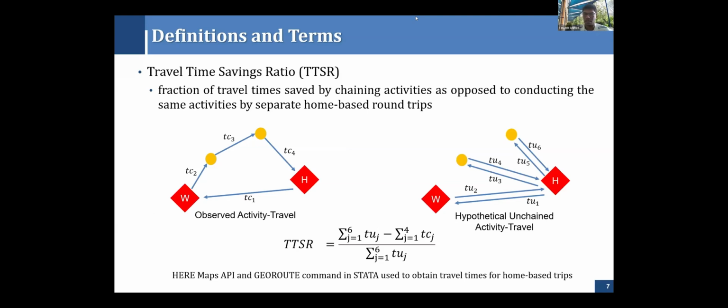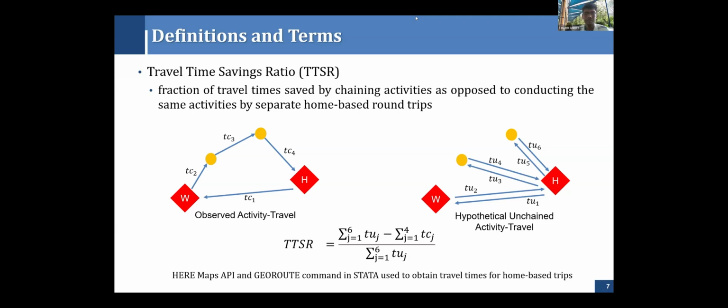I also use a definition of travel time savings ratio, or TTSR, which represents the fraction of travel time saved by chaining activities as opposed to conducting the same activities by separate home-based round trips. To demonstrate the calculation of TTSR, I provide here 2 diagrams: the observed activity travel on the left and a hypothetical unchained activity travel on the right for the same activity locations as on the left.